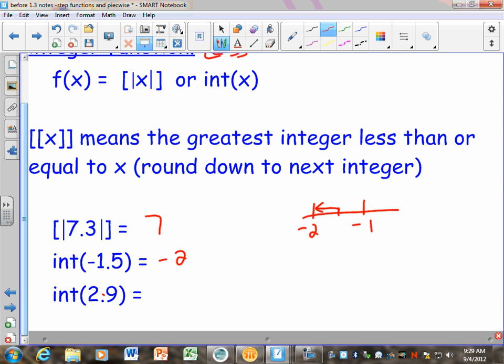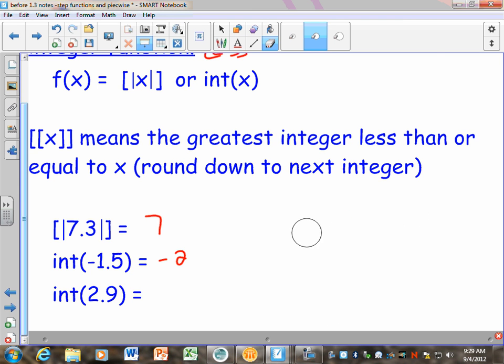We kind of did this one already, but we'll do it again. If I give the greatest integer less than or equal to 2.9, or I round down to the next integer, what would I get out of this? 2. Notice, we only get integers, which means your graph is going to have steps in it. And the nice thing is, it's very much a pattern. Once you get a couple down, you just continue the pattern. So let's see what a graph of this would look like.